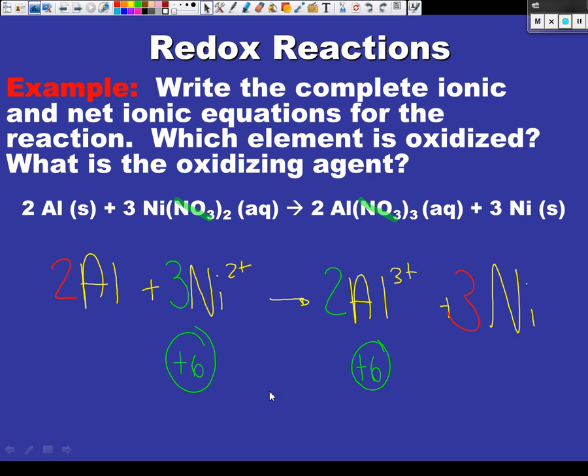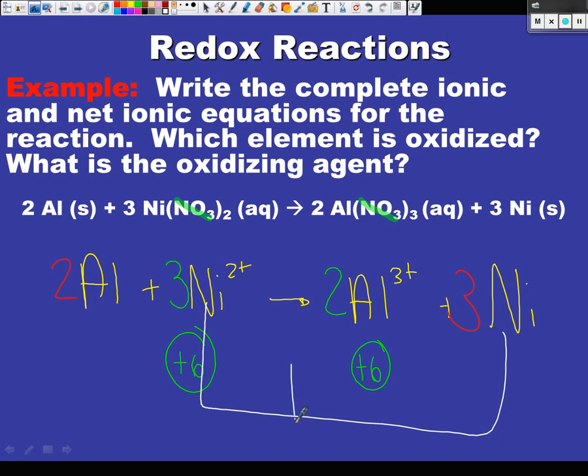So nickel went through what process? Nickel went through reduction, and that automatically makes aluminum go through what? Oxidation. Very good. If it's by itself and neutral, it's 0.